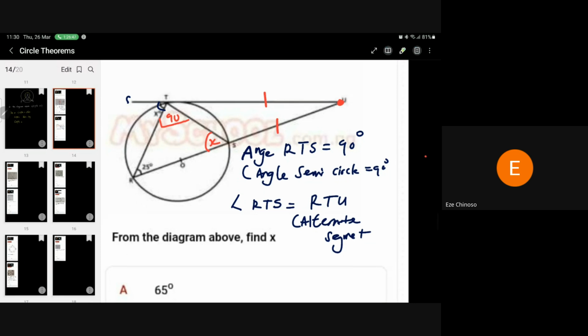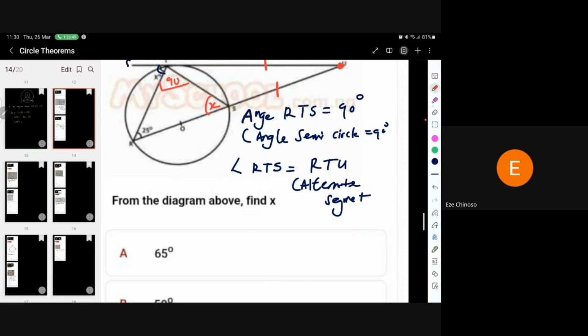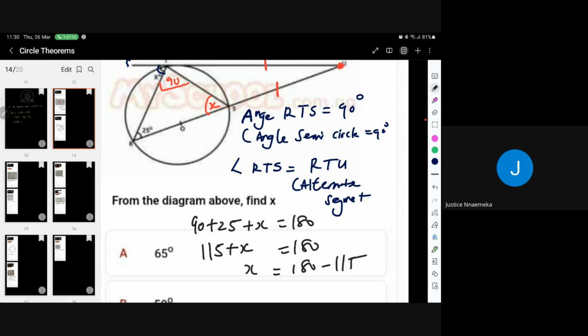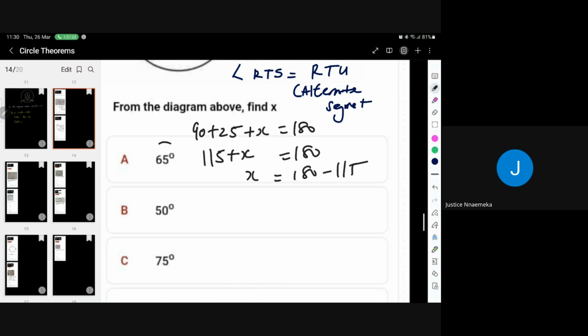So we've done our work, right? It simply means that I have 90 plus 25 plus X equal 180. 90 plus 25 will give us 115. So 115 plus X equal 180. So X is equal to what? 180 minus 115. You can simplify that and get your answer. What's the answer? 65 degrees. You can see that 65 is right here.